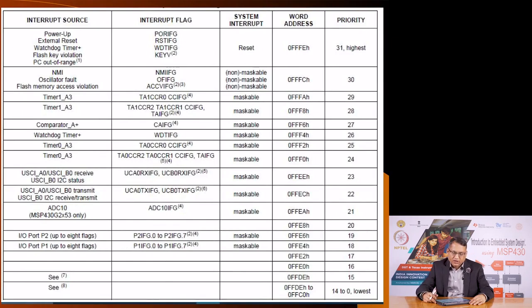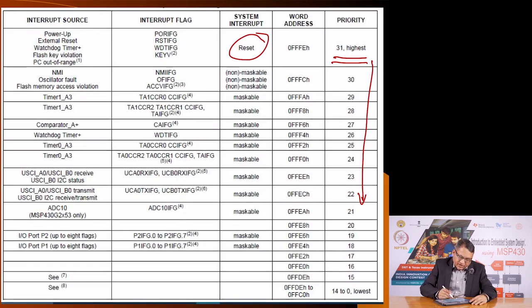Here is the clipping from the MSP 430 data sheet, which lists all the interrupts, what are their names, the source, the interrupt flag that we mentioned, the address of the vector for that interrupt, and the priority. Of course, as I mentioned, 31 is the highest priority, for reset, and as you go down the priority decreases, which means if two interrupts happen, the one with higher priority will be serviced first.